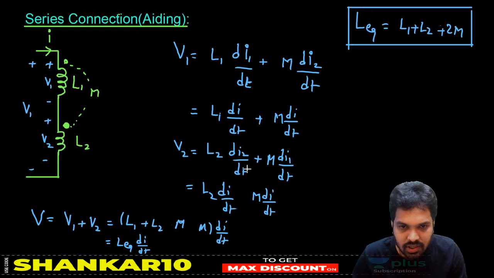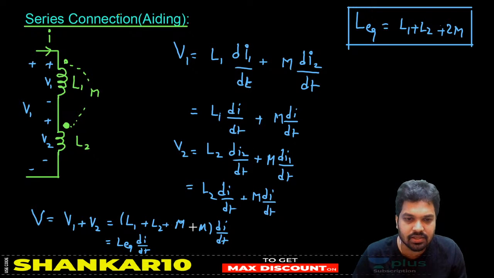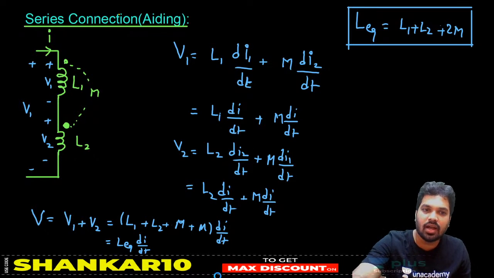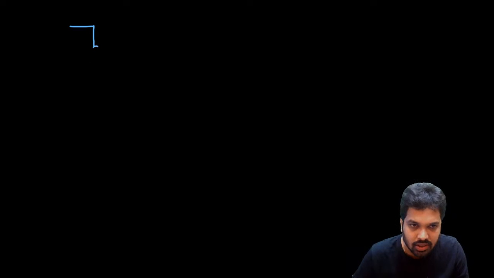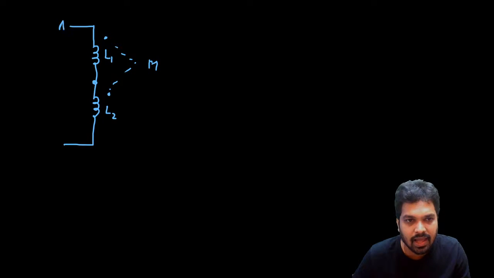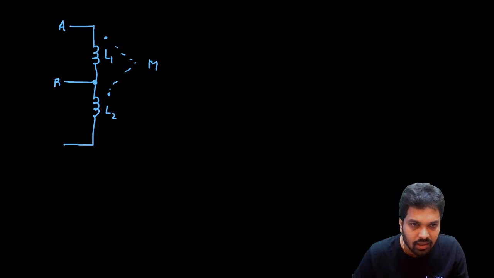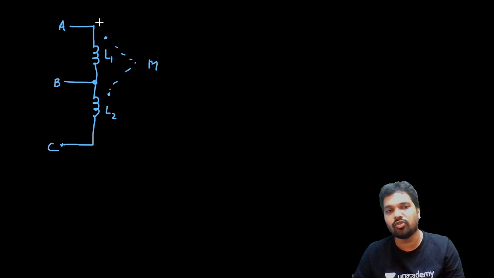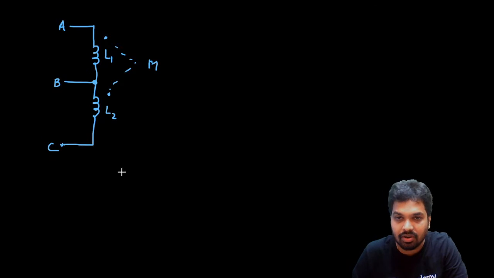If you take opposing in place of plus, you will get minus. That is the only difference. Before that, I want to draw one circuit here for L equivalent. Suppose, see here, you can also draw that series connection like this: L1 and L2. This is the series connection, right? And you have M. For example, let's take these nodes as A, B and C. If you measure the inductance between A and C, you get L1 plus L2 plus 2M.